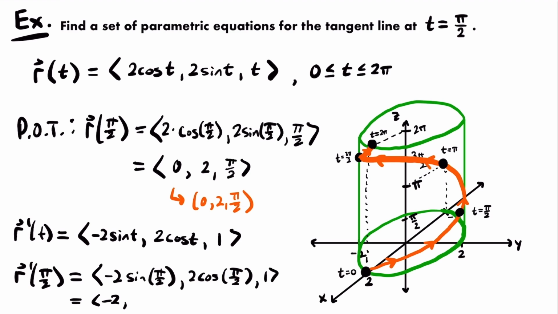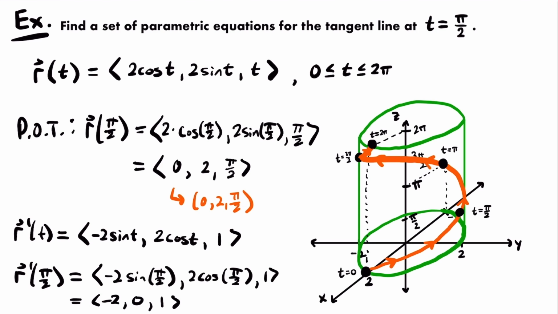Cosine of pi divided by 2 is 0. So this whole component becomes 0. And then finally, we just have 1 for the z component. So this is our tangent vector, specifically the tangent vector at our point of tangency where we want to find a tangent line. So now we have everything we need to set up the parametric equations for the tangent line at that point. Now we just have to put the right information in the right parts of those parametric equations.